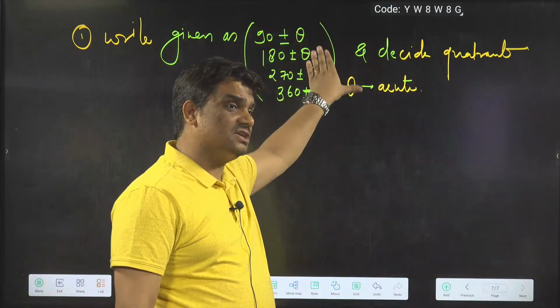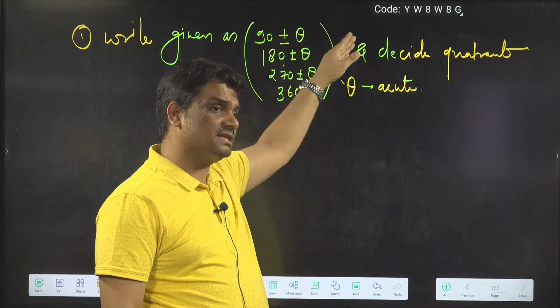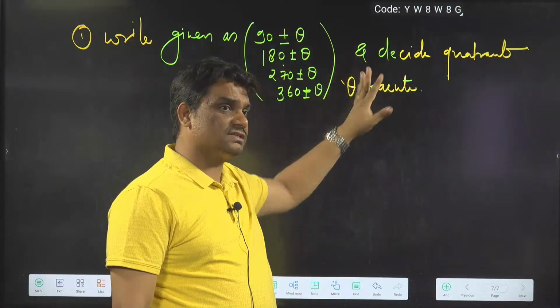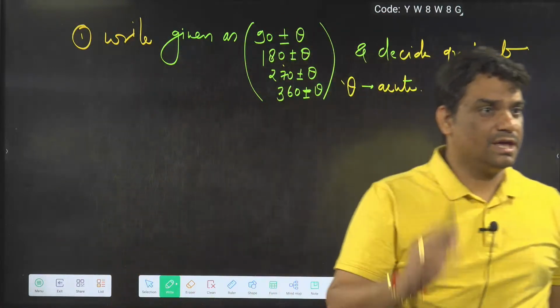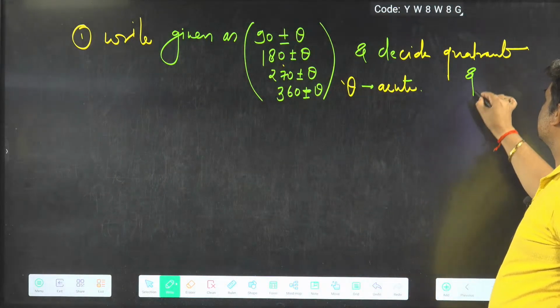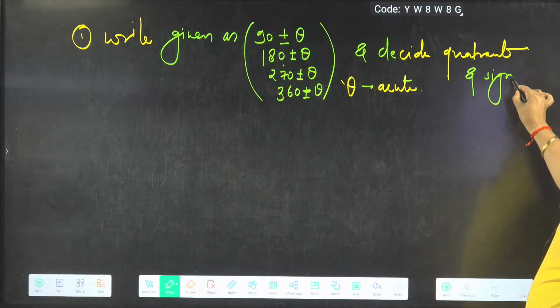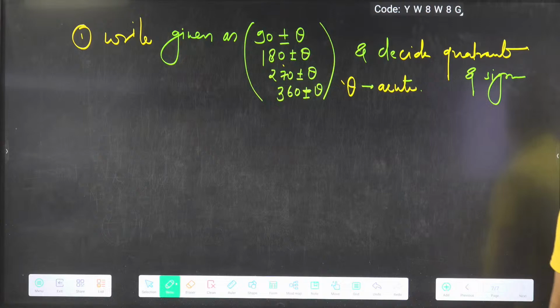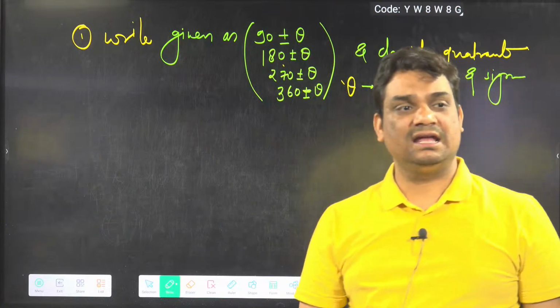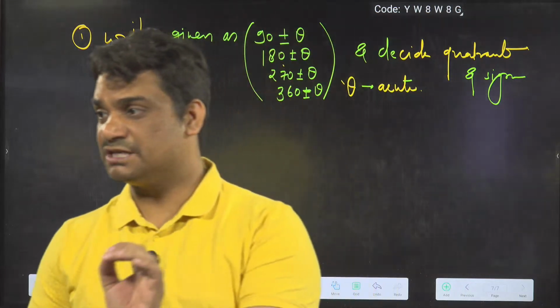So whatever angle is given, first of all you have to write it like this: 90 plus minus, 180 plus minus, and decide the quadrant. Decide the quadrant and sign also, whether it will be positive or negative. Decide quadrant as well as sign. So write the given angle as 90 plus minus theta, 180 plus minus theta.